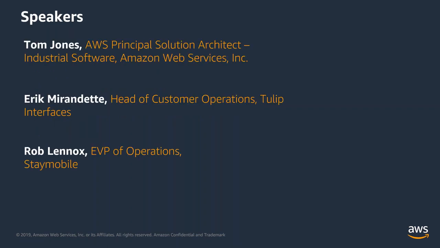So, my name is Tom Jones. I am an AWS Principal Solution Architect in industrial software. Industrial software is software used to design and build a product. I will be your host and moderator for today's webinar. In addition to my introductory presentation on industrial software and AWS, we will hear from Eric and Rob. Eric, why don't you go ahead and introduce yourself and tell us what Tulip does.